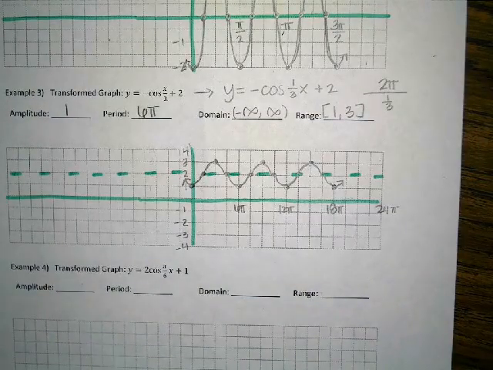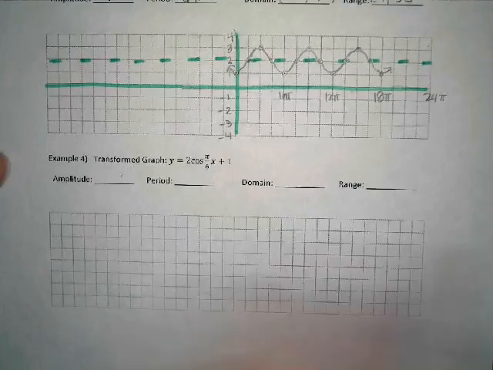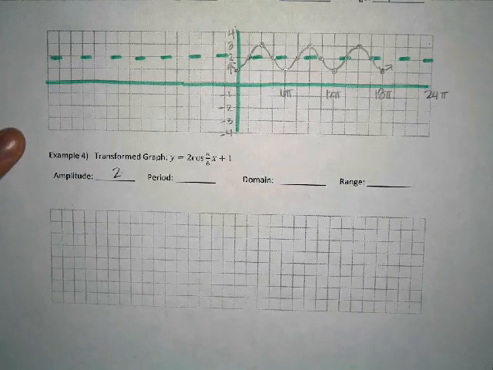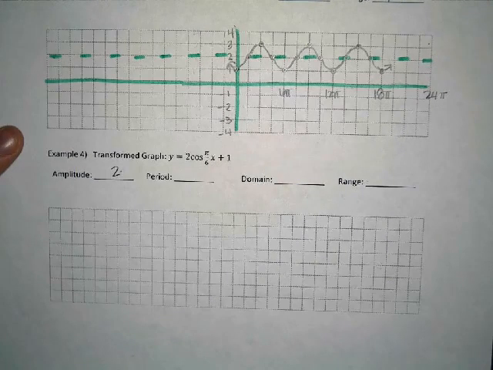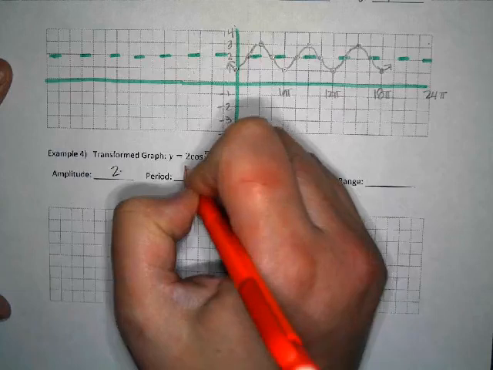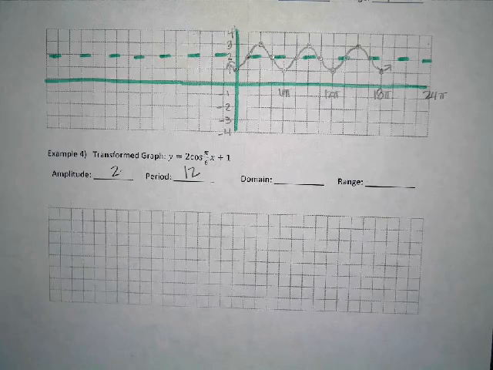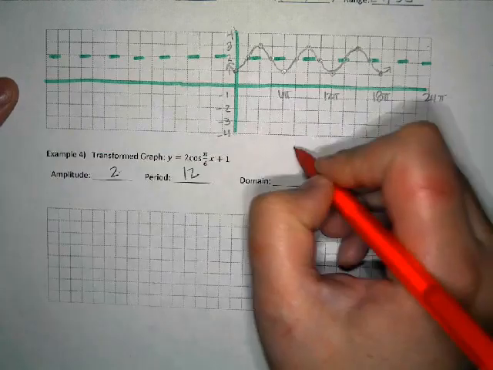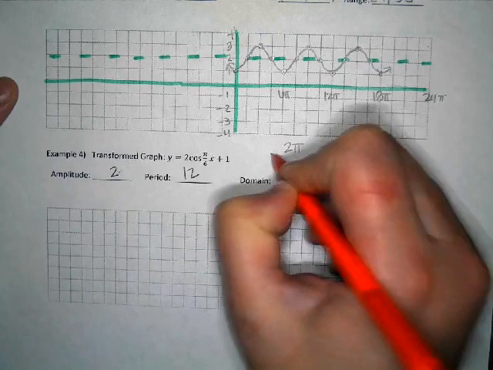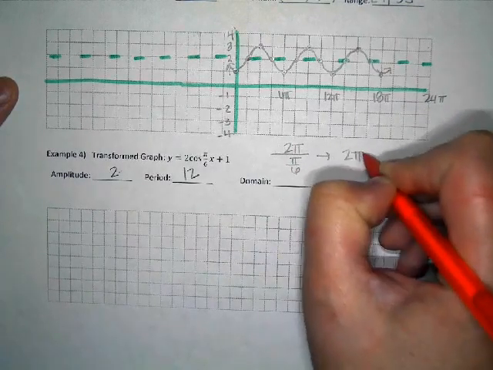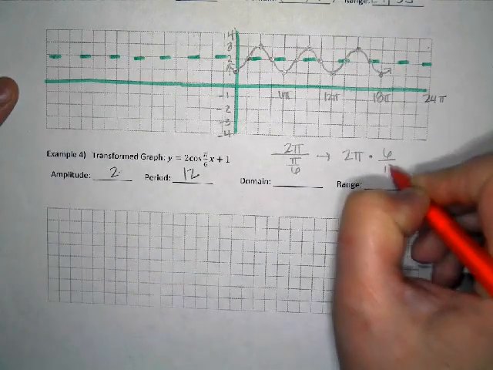All right, what is my amplitude for the next one? 2. What's the period for the next one? 12. Everyone get that? How do we get it? Keep, change, flip. We got 2 pi divided by pi over 6, and we have to keep it, change it, flip it. And the pi's cancel. 2 times 6 is 12.